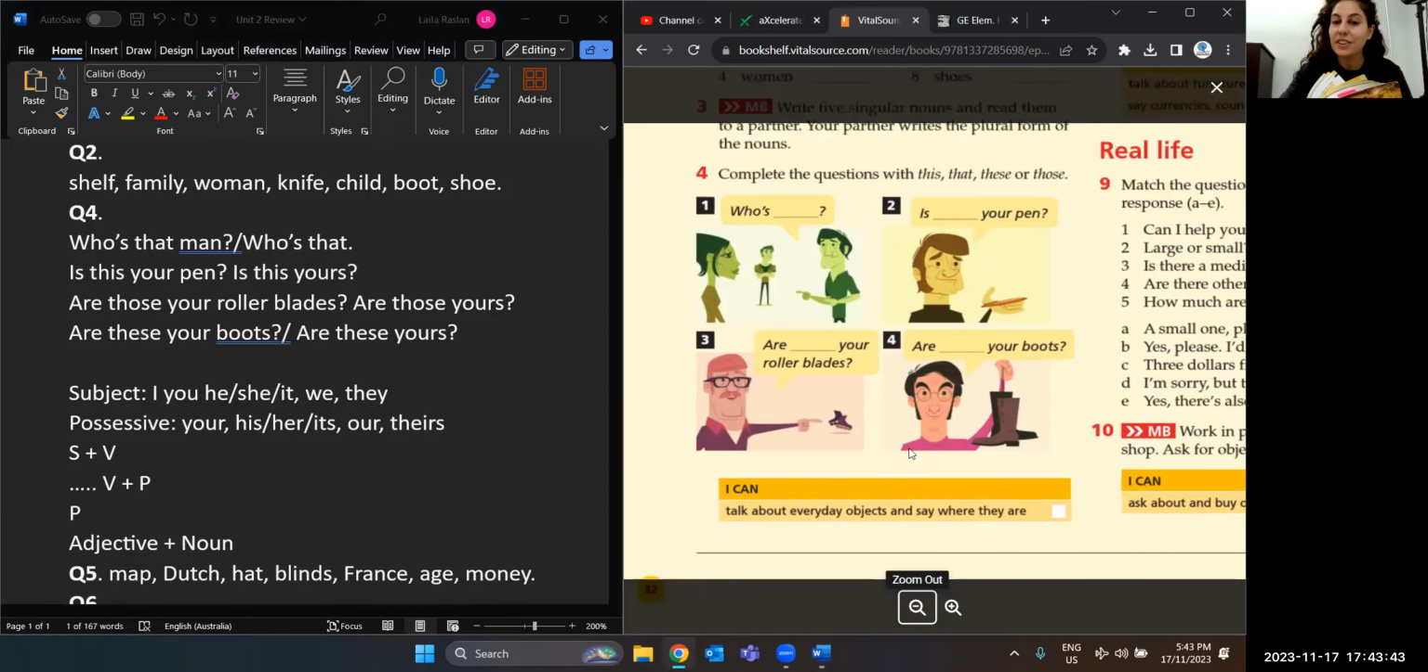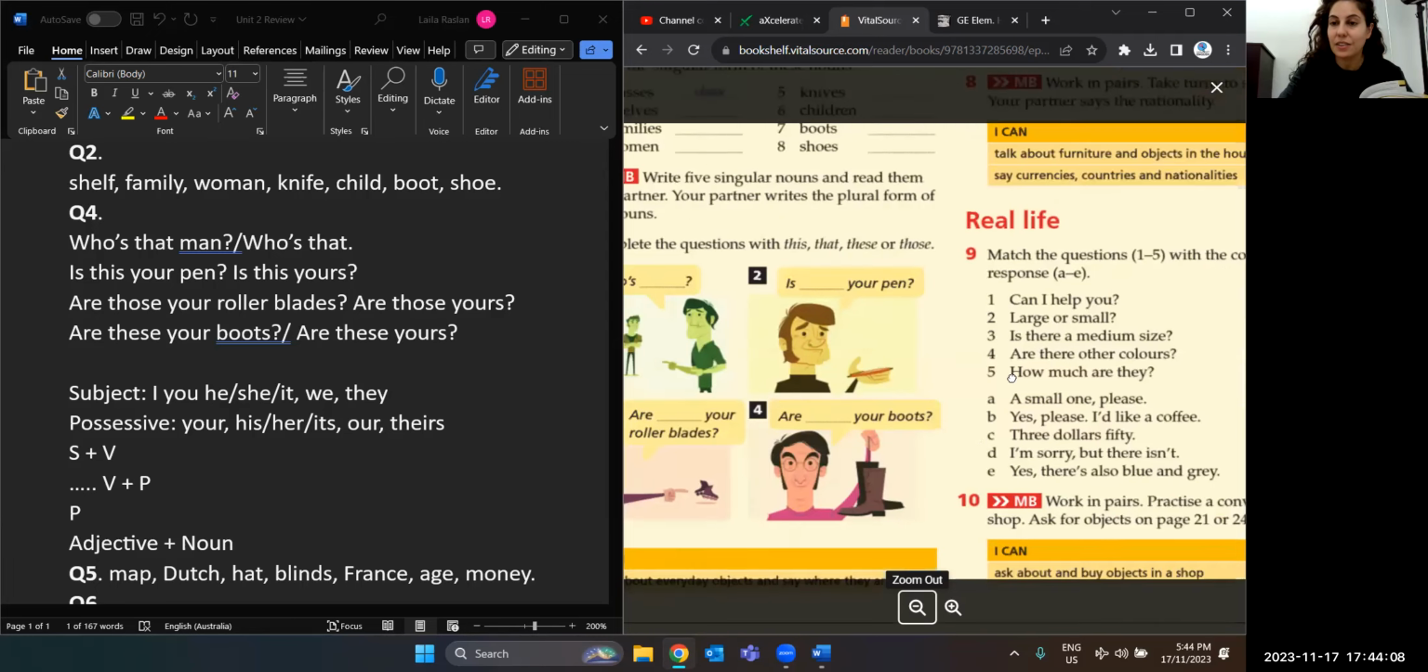Okay, so now we know how to talk about everyday objects and say where they are, right? Very simple. Everyday objects and where they are. And ask about them. Ask if this is for someone. Does this belong to someone? Are these yours? Is this your book? Is that your pen? So now we know how to ask about the objects.